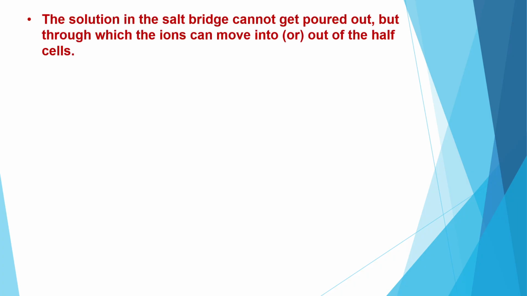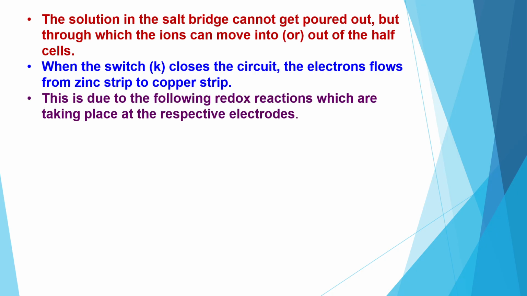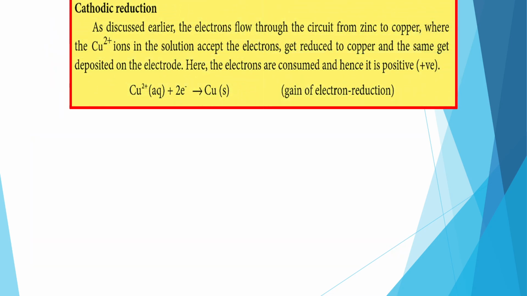Now why am I using potassium chloride? Because K+ and Cl- have exactly the same migration power to conduct electricity. The solution in the salt bridge cannot get poured out, but through it the ions can move into or out of the half cells. When I switch it on, the electrons flow from the zinc strip to the copper strip, and this is due to the following redox reactions. I already told you several times. So in the anode reaction, zinc is being oxidized, and in the cathode, Cu2+ is reduced to copper.